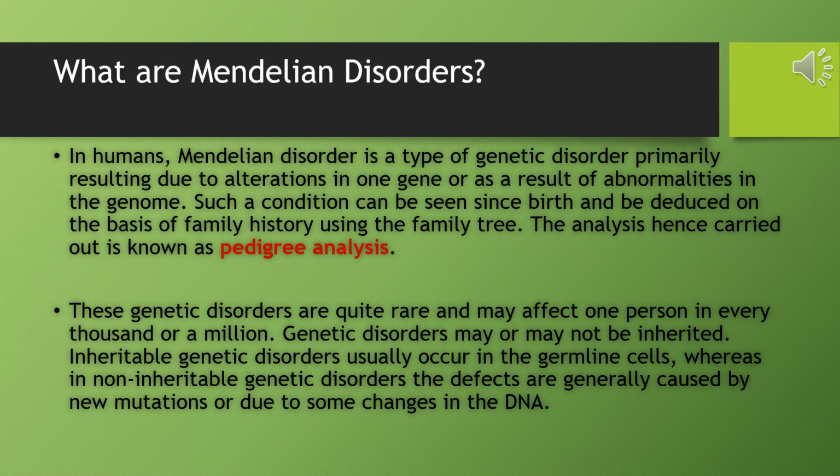What are Mendelian disorders? In humans, Mendelian disorder is a type of genetic disorder primarily resulting due to alteration or changes in one gene or as a result of abnormalities in the genome. Such a condition can be seen since birth or can be deduced on the basis of family history using the family tree. The analysis hence carried out is known as pedigree analysis. These genetic disorders are quite rare and may affect one person in every 1,000 or a million.